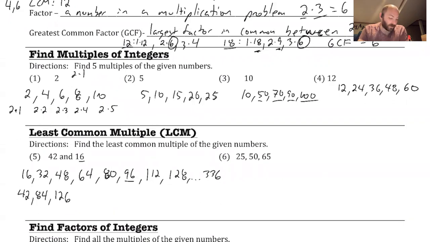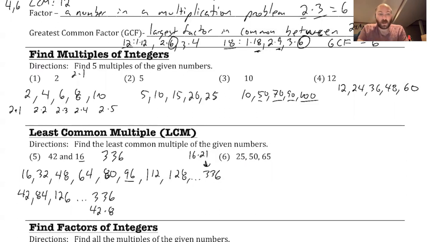336. That is the result of 16 times 21. So I would have had to do that a whole bunch more times, 21 steps to get there. 42 will also get there because that is the same as 42 times 8. So my least common multiple of 42 and 16 is 336.